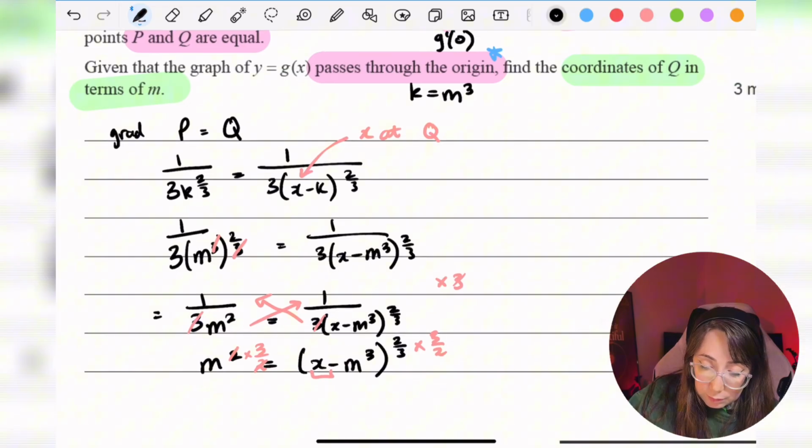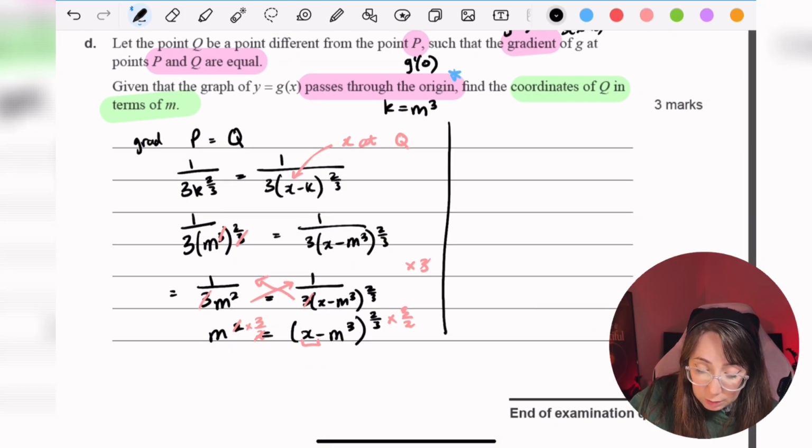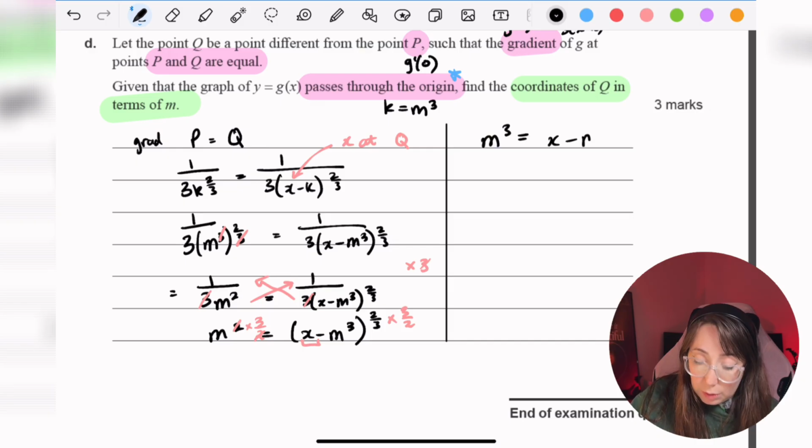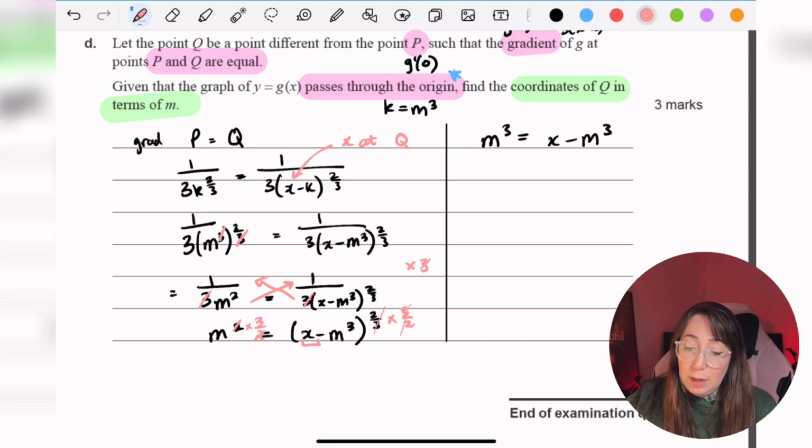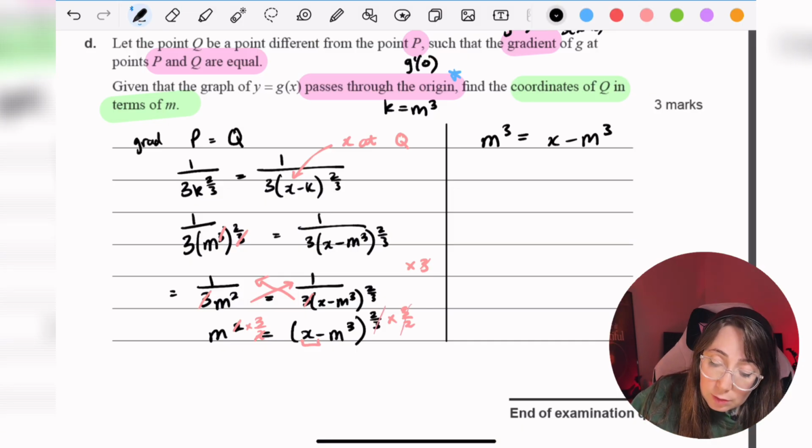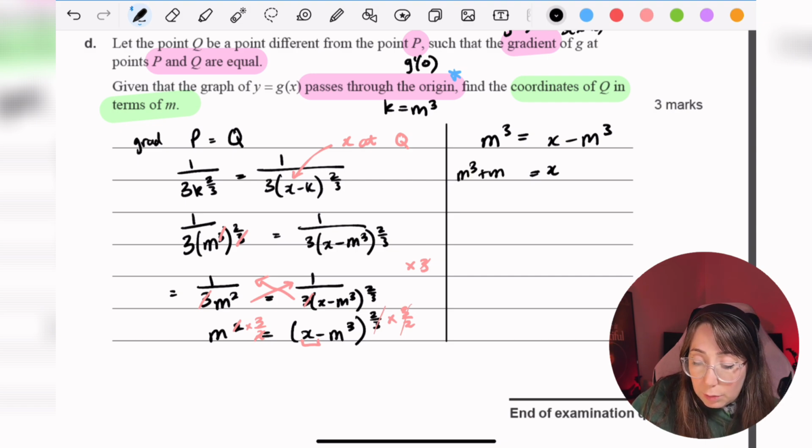I'll just continue on this side. So that'll be m cubed is equal to x minus m cubed as well, because the 2/3 and 3 on 2 will go. Now I'm going to take that m cubed over. So x will equal m cubed plus m cubed. Therefore, x is equal to 2m cubed. That is the x coordinate of Q.